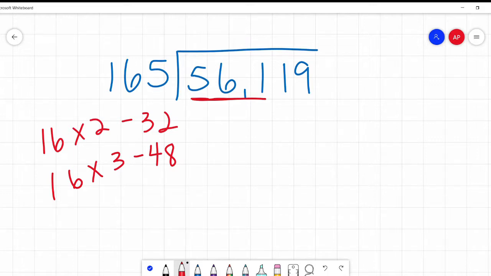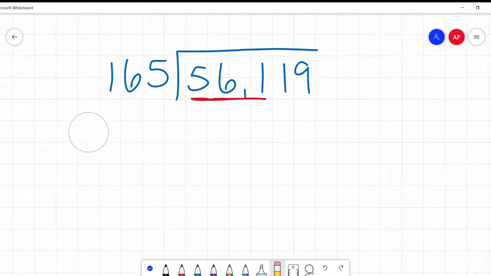Sometimes it can be very close, and when you multiply, you find you've gone over, but you can never go over. In that case, all you would do is just go down a number. Like say if I guessed 16 times 4 and I tried that and it was too high, just go back down to 3. It's not a big deal. It's okay. All right, so I'm going to try 3. Okay, so I'm going to do this both ways.